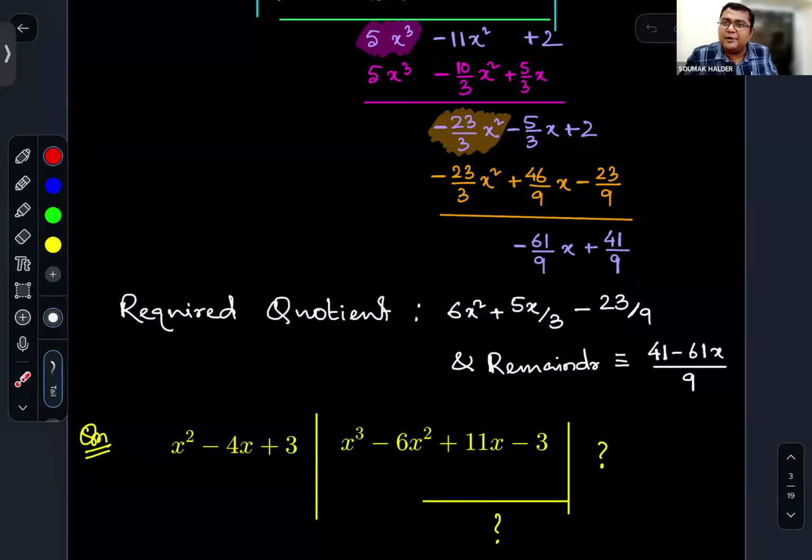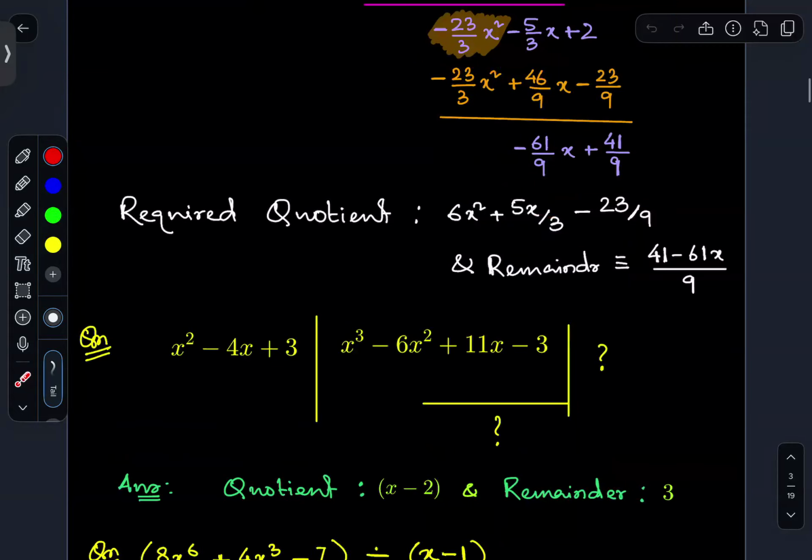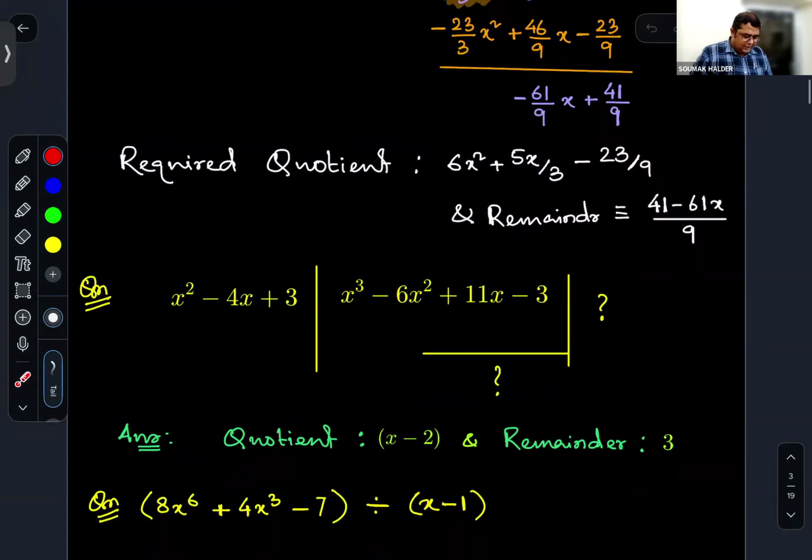Shansi, can you just repeat once more? Sir, quotient x minus 2 and remainder 3. That's perfect, Shansi. Okay, sir. Thank you, sir. সবাই কি এই রেজাল্টে ম্যাচ করেছি? Okay. Now the next one.